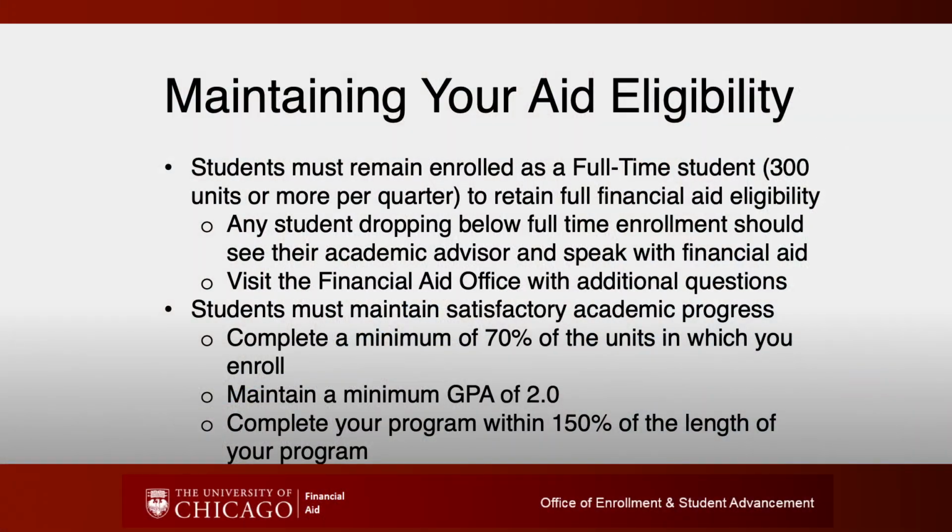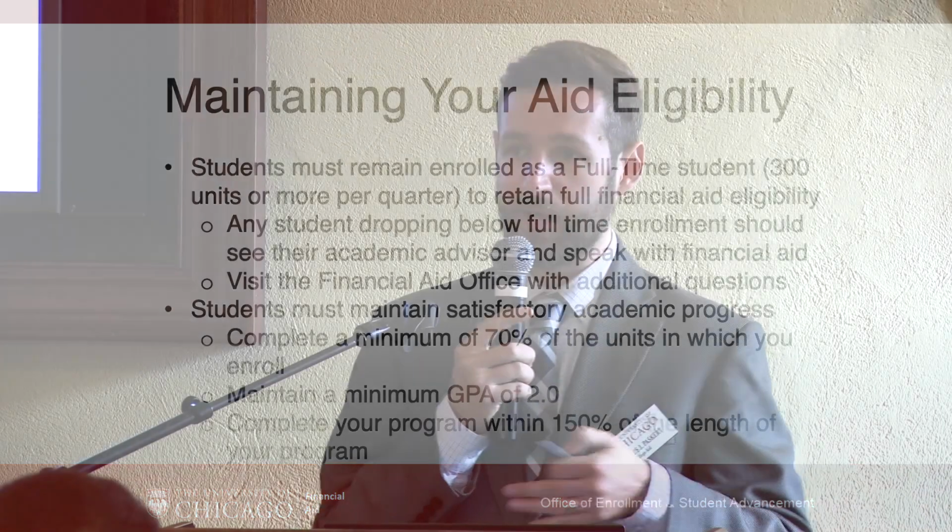Students need to complete 70% of the units that they're attempting with a C or better. They may need to maintain at least a 2.0, and they need to get their program done within 150% of the length of the program. So our program to get a bachelor's here is 4 years. They need to get it done in 6. If for whatever reason they drop beneath any of these thresholds, they could potentially have their financial aid not revoked, but kind of paused, and they may need to appeal with us.